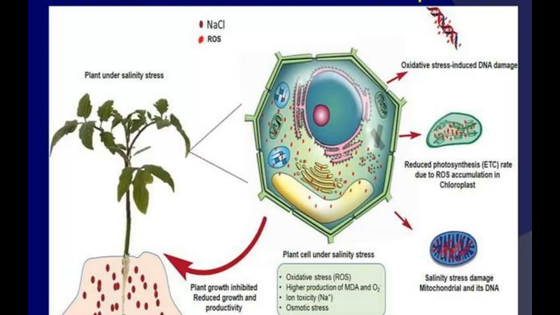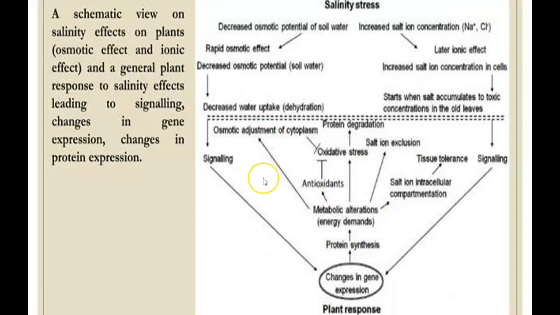This is also a diagram indicating plants under salt stress. Whenever a plant is under salt stress, that results in oxidative stress induced DNA damage, that also reduces the photosynthetic activity, and salinity stress also disrupts or damages the mitochondria and its DNA. So this diagram is basically the schematic view of salinity's effect on plants and a general plant response to salinity effect. For example, whenever a plant is under salinity stress, that will result in decreased water uptake.